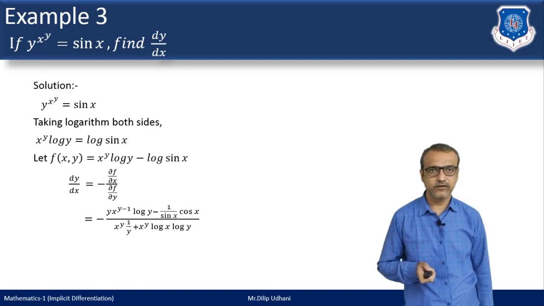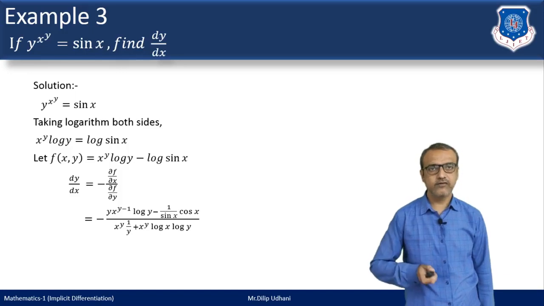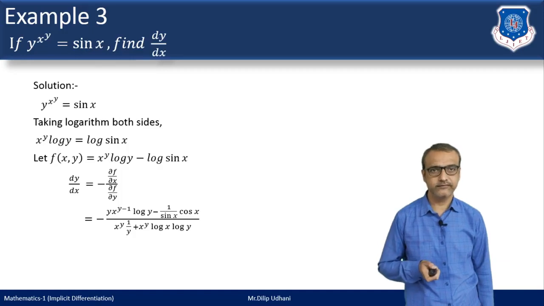Here for the first term, x raised to y into log y, log y is constant. So over here applying the formula of d by dx x raised to n, that is n into x raised to n minus 1. So it will be y into x raised to y minus 1, and log y is constant. Then after minus sign, now derivative of log sin x. You know very well that derivative of log x is 1 upon x. So derivative of log sin x is 1 over sin x. And in place of x we have sin x. So again we will differentiate sin x with respect to x, and answer is cos x.